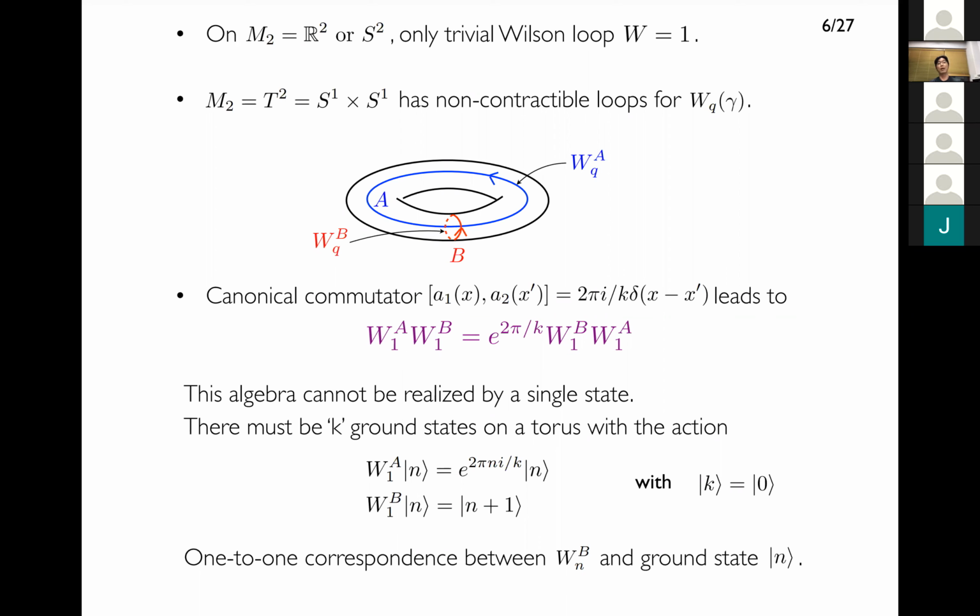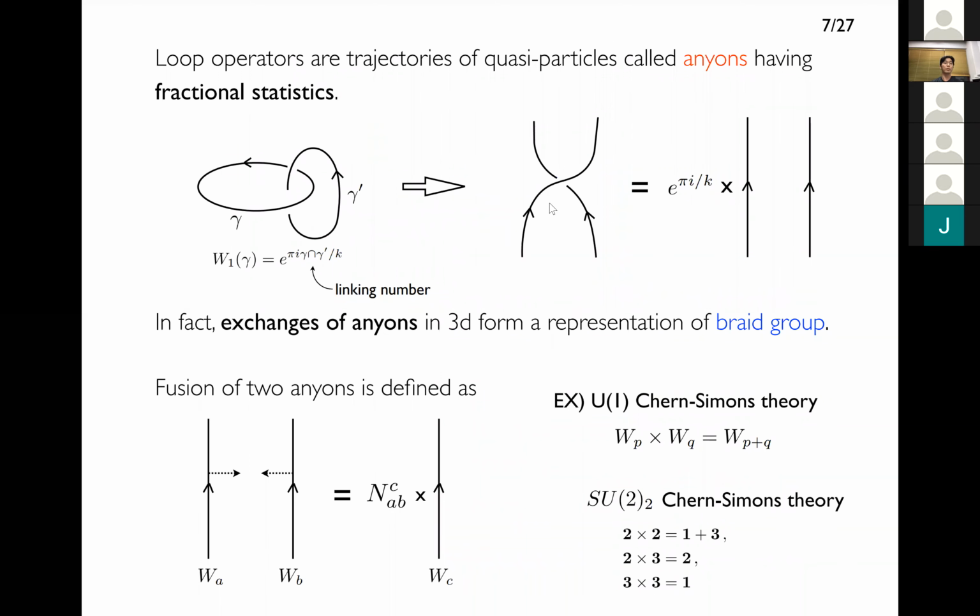Here, although we discussed only abelian Chern-Simons theory, this correspondence between loop operators and ground states holds for general topological theories in 3 dimensions. Wilson loops are actually the trajectories of quasi-particles called anyons, and anyons can have fractional statistics. This is because the amplitude for a particle propagating around the loop is modified by the presence of another loop operator like this, okay? When they have non-trivial intersection or linking number.